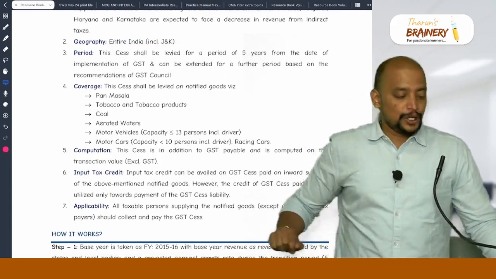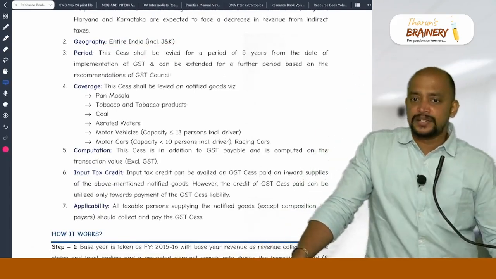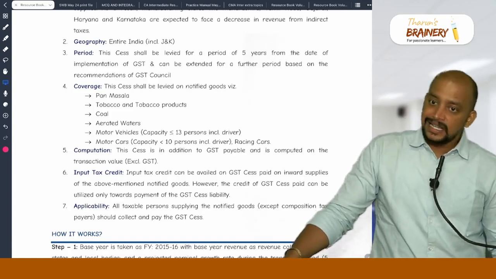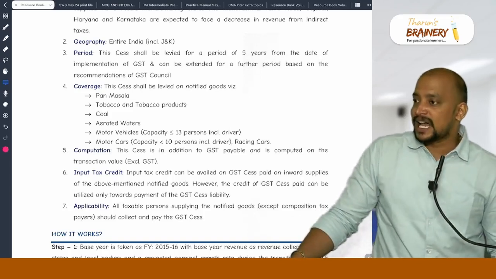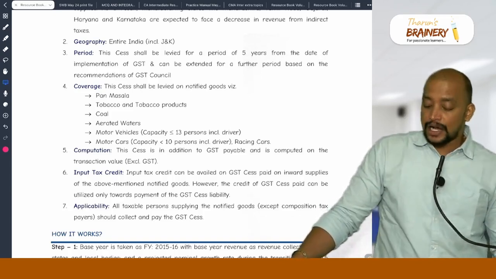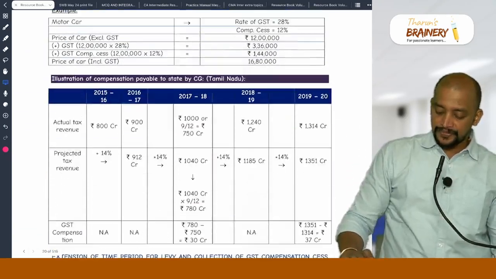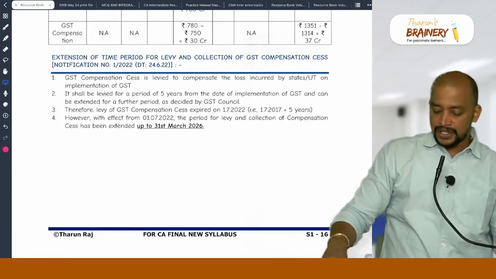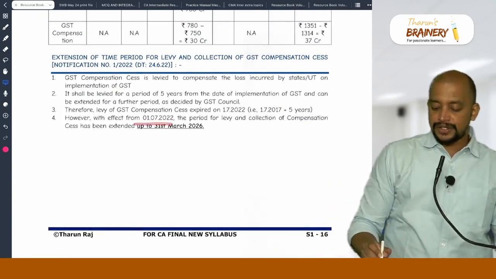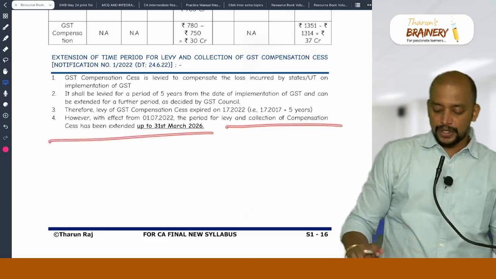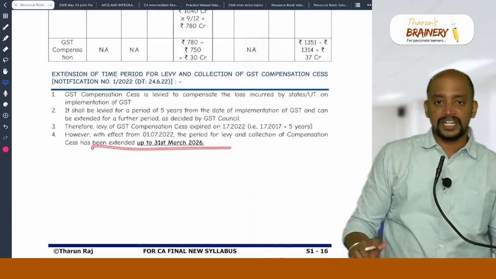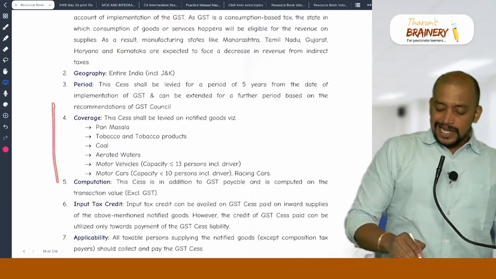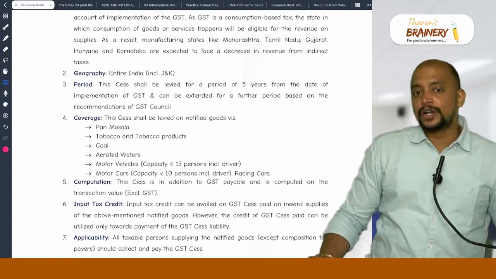And this point I already told you. What is the period for which compensation cess will be levied? 5 years from the date of implementation of GST. And can it be extended? Yes, it can be extended for a further period as and when the GST Council decides. Accordingly, it has been extended up to 31st March 2026. You can see that information on the next page. With effect from 1/7/2022, the period for levy and collection of compensation cess has been extended up to 31st March 2026.